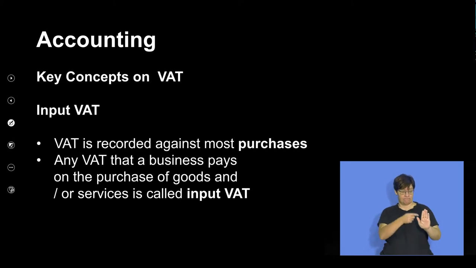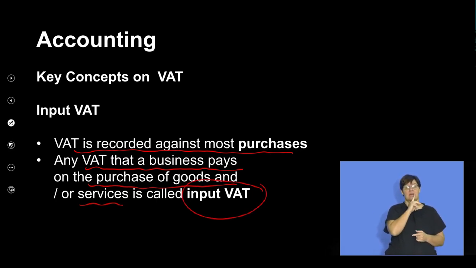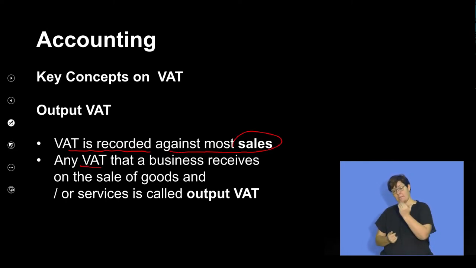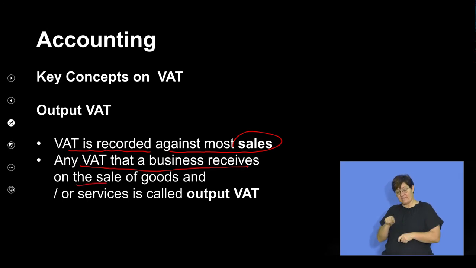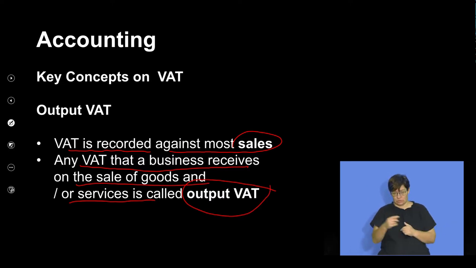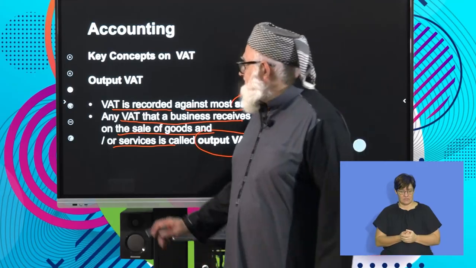Input VAT. VAT is recorded against most purchases. Any VAT that a business pays on the purchase of goods and or services is called input VAT. That gives you now a clear understanding of what input VAT is all about. Output VAT. VAT is recorded against most sales. Any VAT that a business receives on the sale of goods and services is called output VAT, right? So that gives you now a clear understanding. Input VAT, all the VAT that you've paid. Output VAT, all the VAT that you have collected.